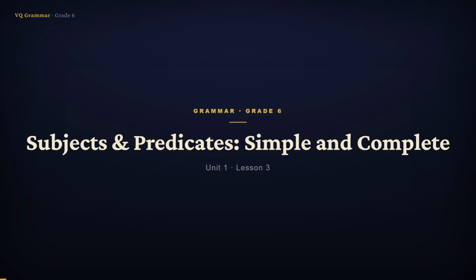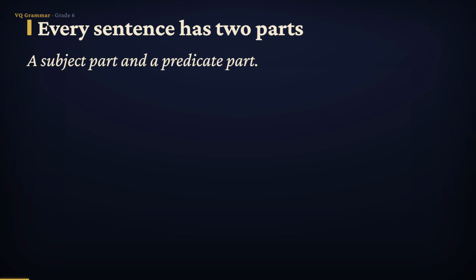So far, we've been looking at whole sentences and the jobs they do. Today, we crack a sentence open to see what's inside. It turns out every sentence has two teams working together, a subject part and a predicate part. And each of those parts comes in two sizes, a complete one and a simple one. Let's take a look. Here's the big idea.